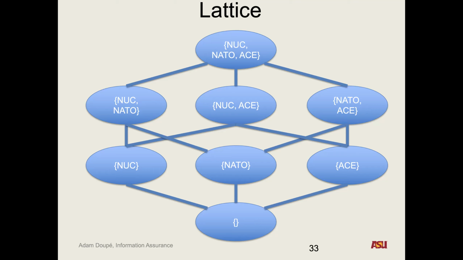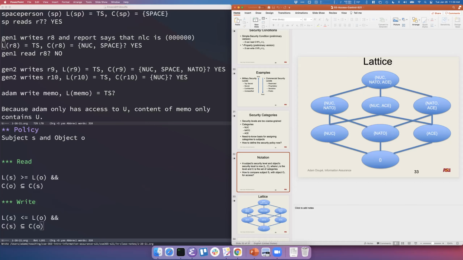What about the reverse? Let's think about writing. Could a general with nuclear and NATO, on the upper left here, write a file with NATO and ACE? I'm seeing some yeses and some nos. Does anybody want to argue one way or the other over voice? Could they write a file that would be nuclear, NATO, and ACE? Let's go through this.